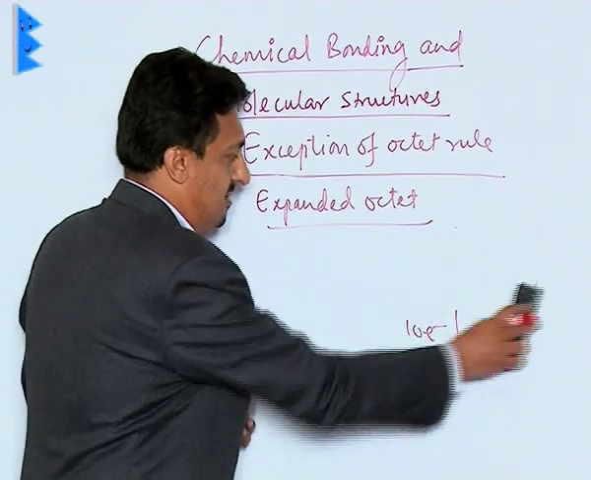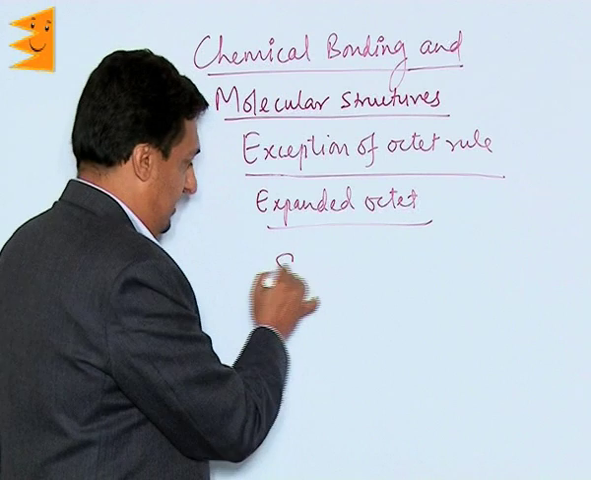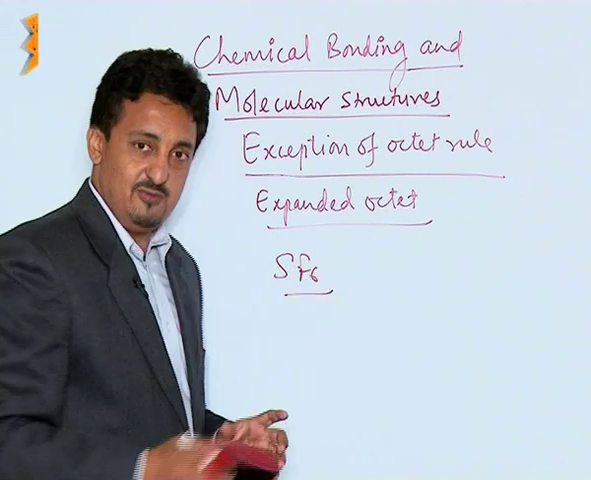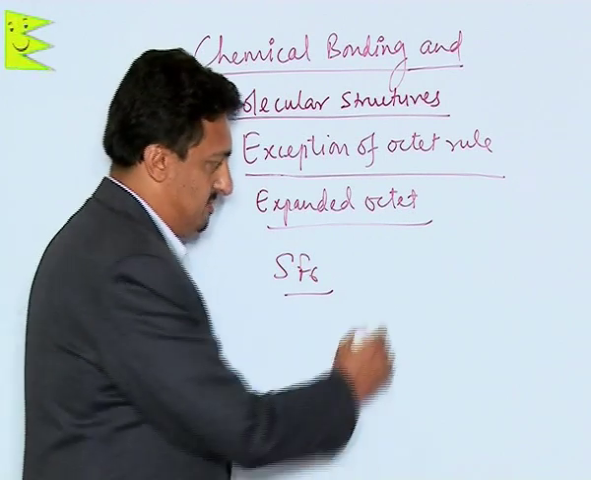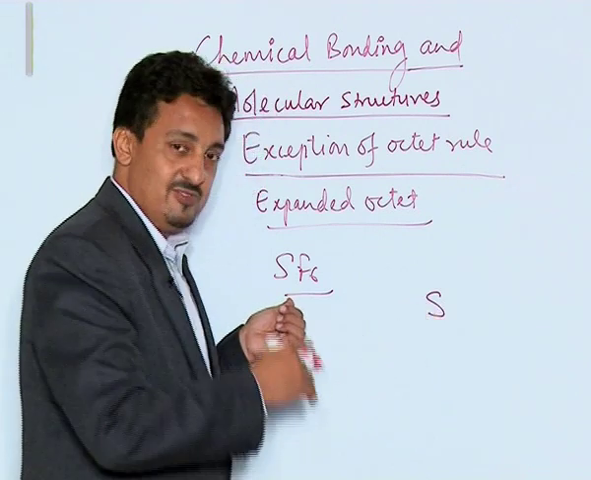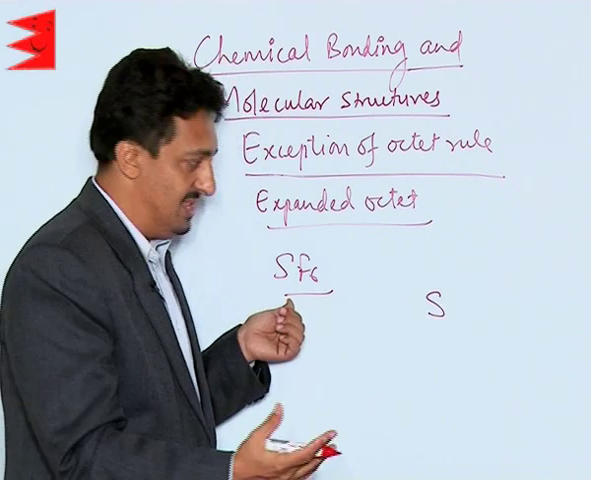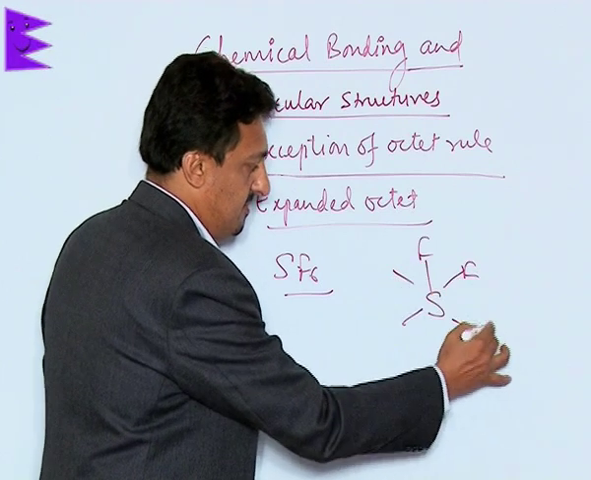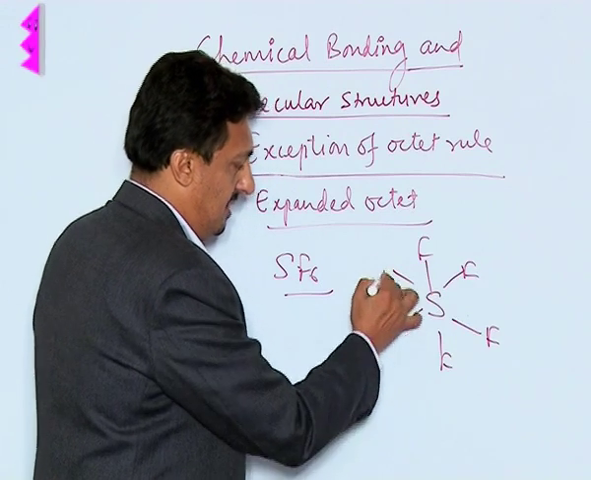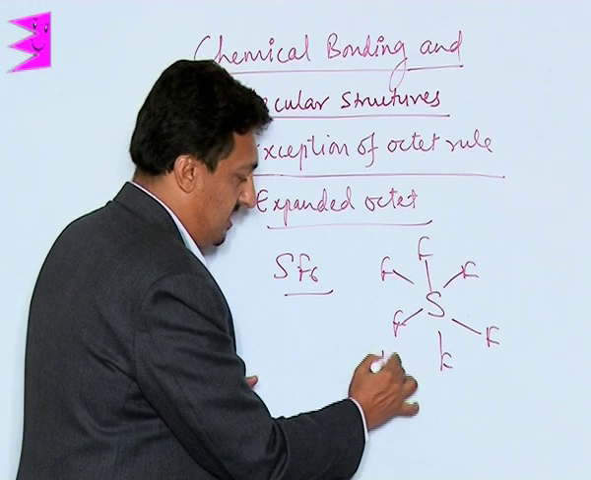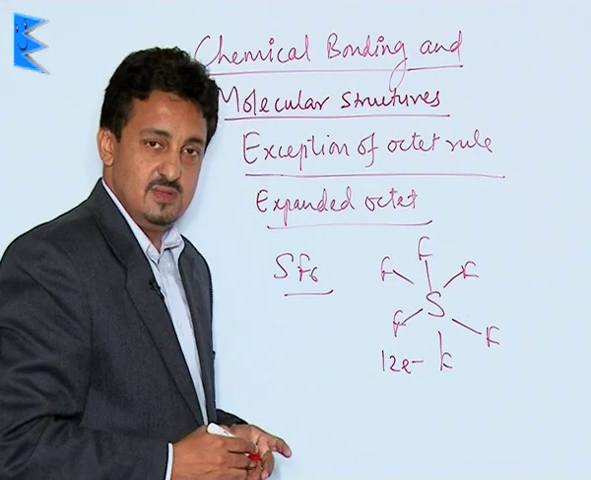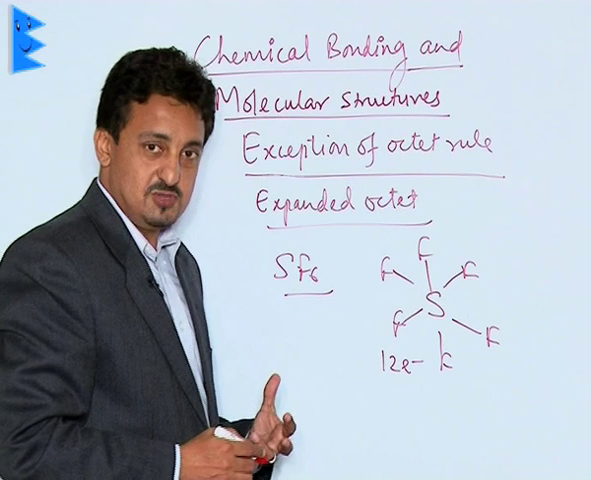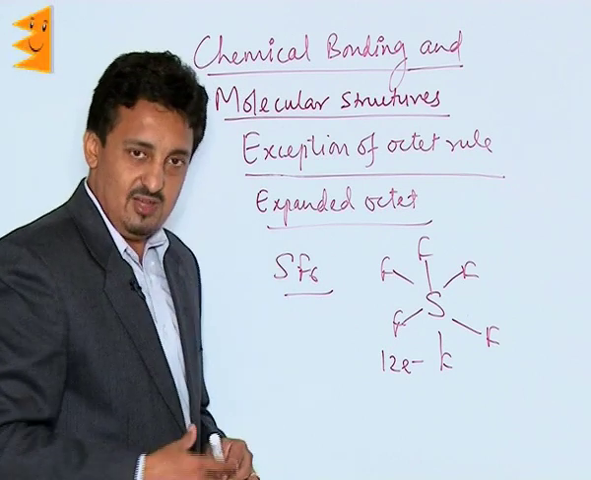Now, the other example we can take is SF6, sulfur hexafluoride. In this molecular species, sulfur we know belongs to 16th group. It has 6 valence electrons. All are shared with 6 fluorine atoms, like this. So sulfur is having 12 electrons. So this again is an exception to this octet rule, expanded octet.